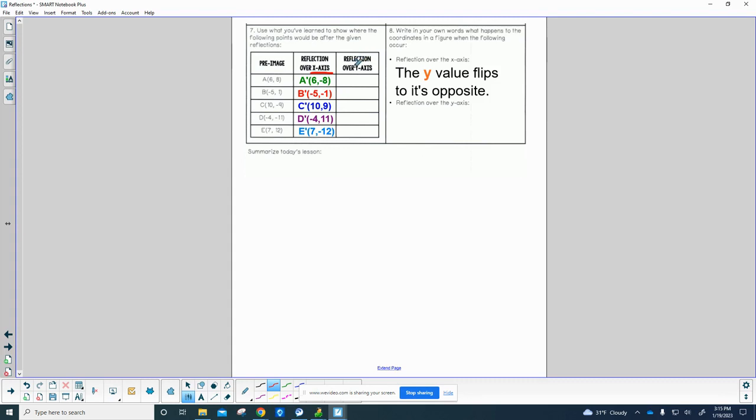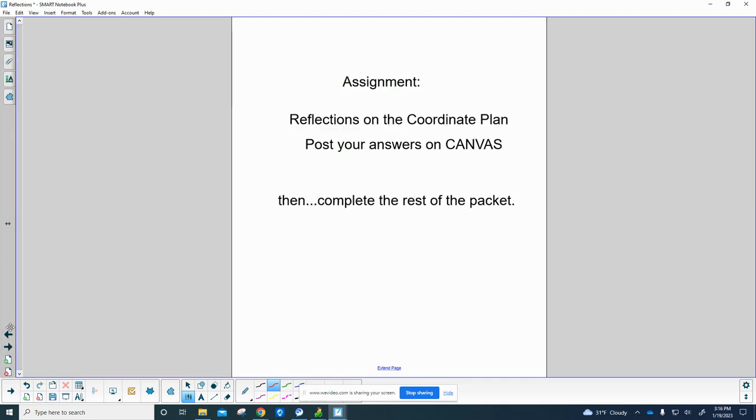What happens when I reflect it across the y-axis? Well, in that case, and I'm comparing it with the first one, what changed on this one is the x value became its opposite, so 6 became -6, but the y values, 8 and 8, stayed the same. If you look all the way down through there, all of these x values became their opposites, and all of these y values stayed the same as they were in the initial pre-image. Okay, so that's what we're looking at.